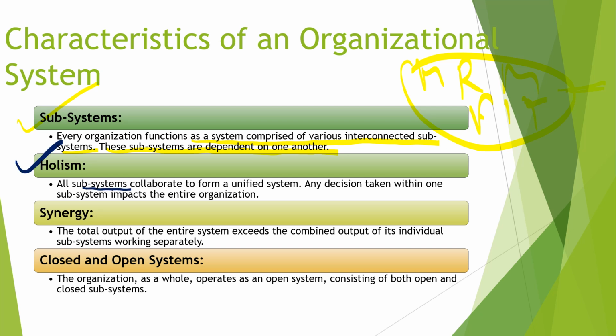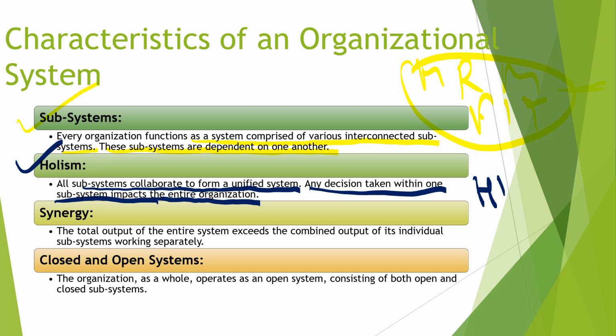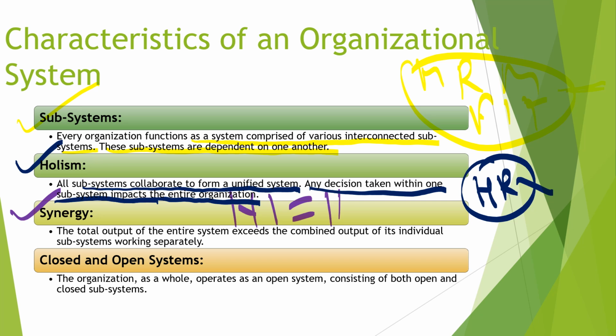Then holism. All subsystems collaborate to form a unified system. Any decision taken within one subsystem impacts the entire organization. For example, if any subsystem like HR takes a decision, it is going to affect the other subsystems and also the organization. Then let's talk about synergy, that is 1 plus 1 equals 11. Okay. The total output of the entire system exceeds the combined output of the individual subsystems working separately.